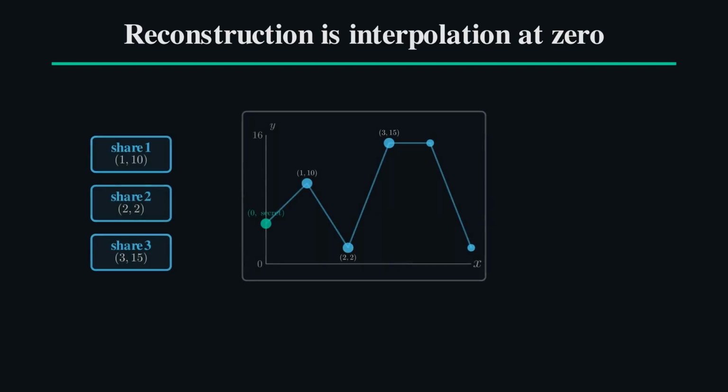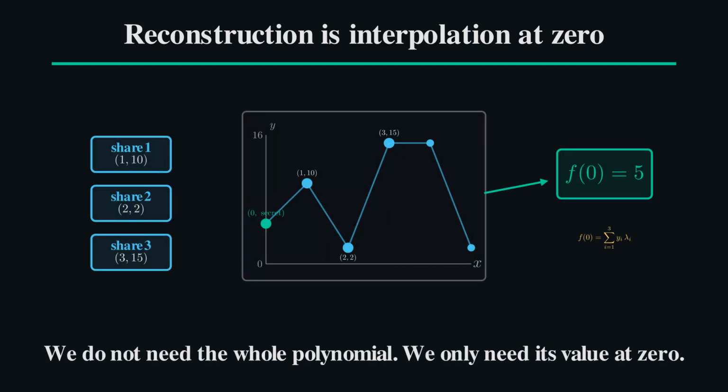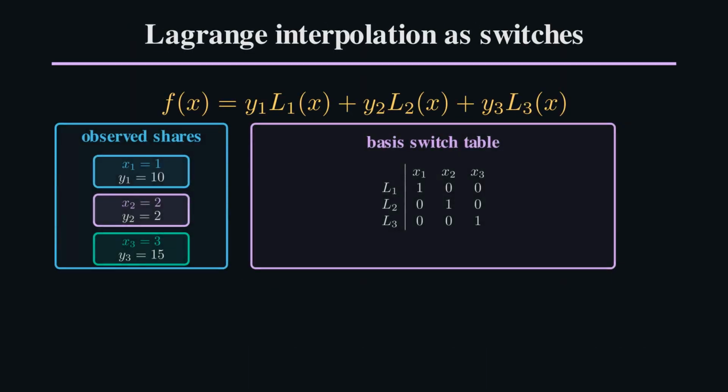When the threshold number of shares arrives, reconstruction is interpolation. We could recover the whole polynomial, but that is more work than necessary. The secret is f of 0, so we only evaluate the interpolated polynomial at 0. Lagrange interpolation writes f of 0 as a weighted sum of the observed y values. The weights depend only on the x identifiers. Here is the intuition behind that weighted sum.